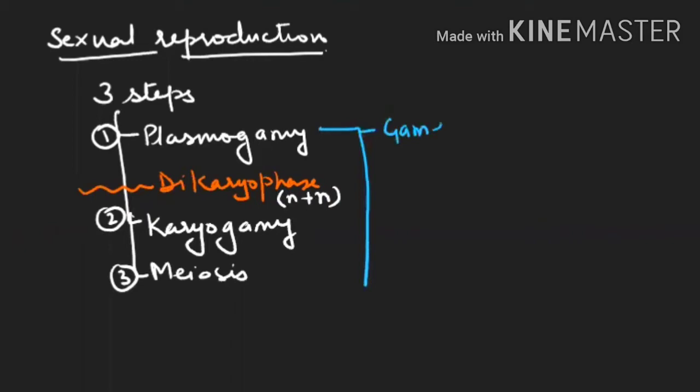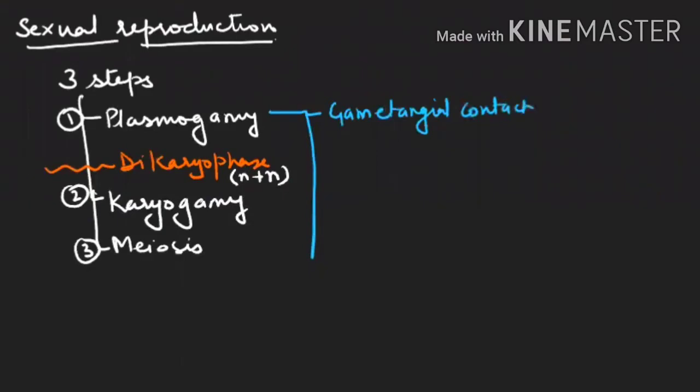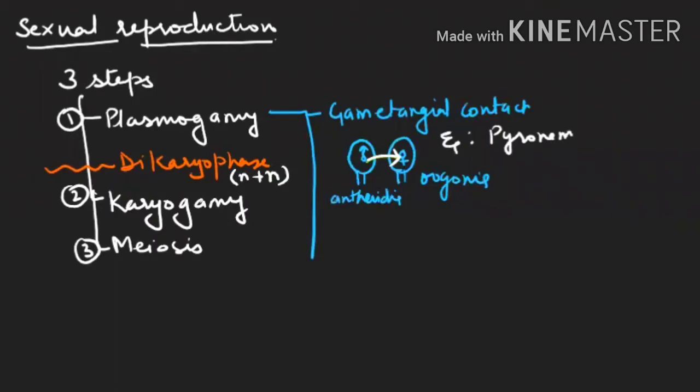We find they are showing gametangial contact. Gametangial contact means they make 2 types of gametangia. This is the male gametangia, which is known as antheridia, and this is the female gametangia, which is known as oogonia. So the male transfers the entire content into the female through the tube. So this is the transfer of the content. See the board carefully. This is known as gametangial contact, and the example for this we observe in Pyronema. In this fungus, we find gametangial contact.